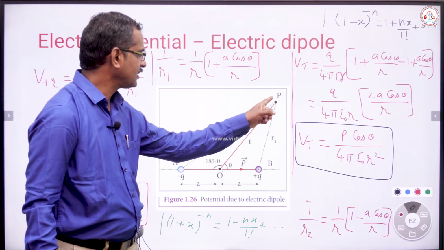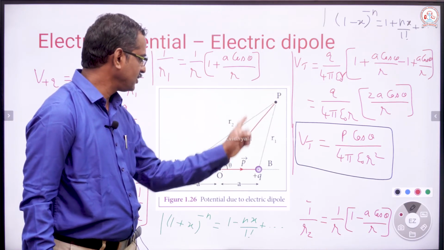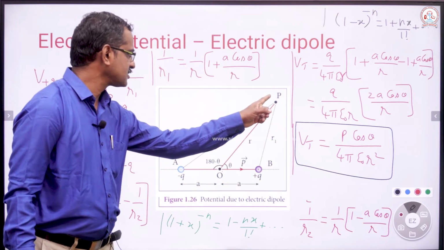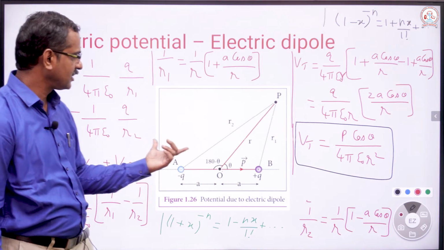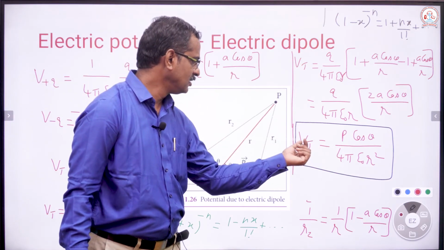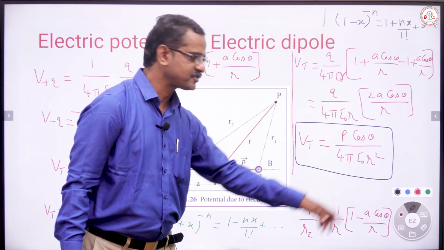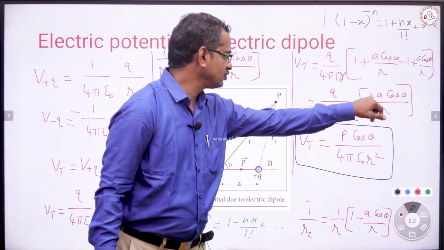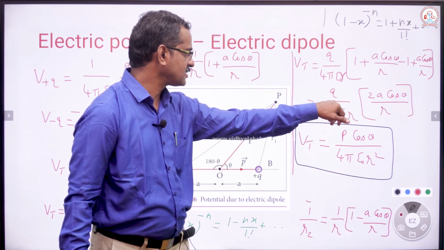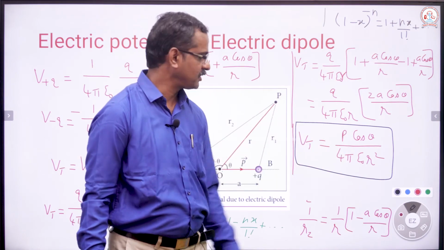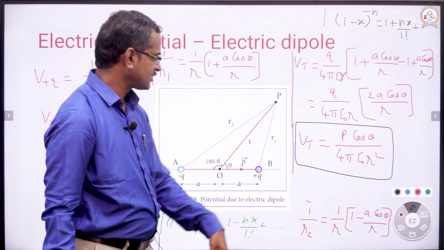First we find the electric potential at the point P due to plus q, and then we find the electric potential at the point P due to minus q. Later, this is the total equation. We get the total electric potential at the point P equal to p cos theta by 4 pi epsilon naught r square. Here q times a, the product of one of the charges and the distance between the two charges, is the electric dipole moment p. Now let us discuss special cases of this equation.